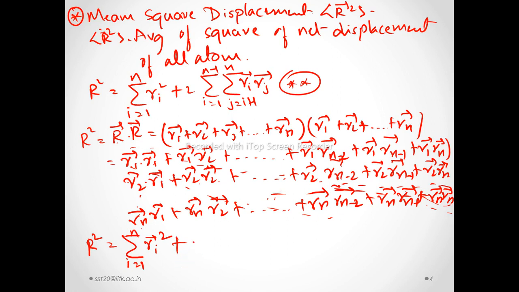We are generalizing. This is a long equation. We are generalizing this one: 2 into summation of j equal to 2 to n, Ri into Rj, plus R1 into Rj.